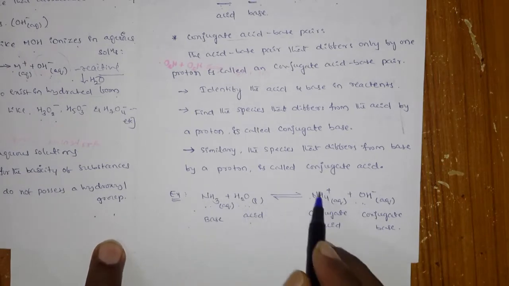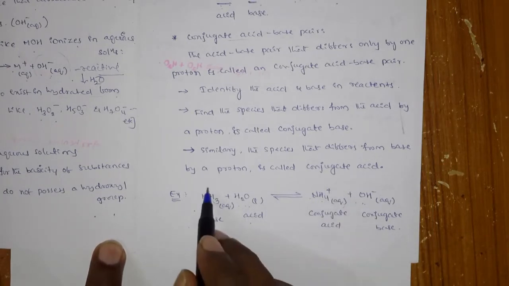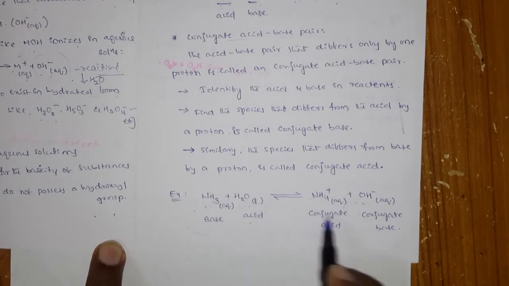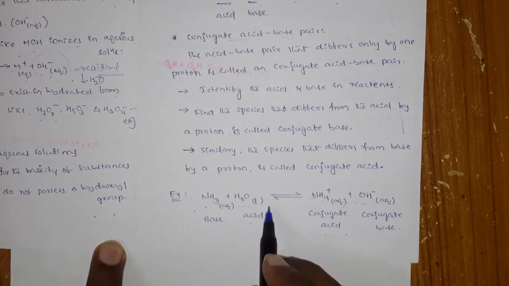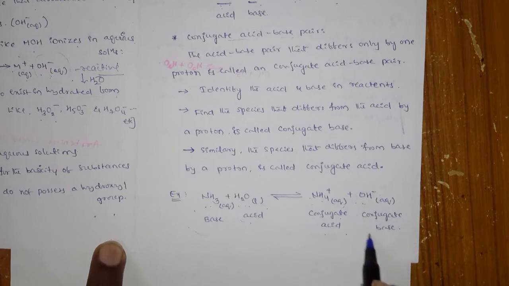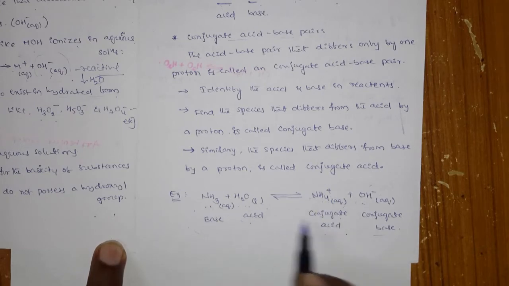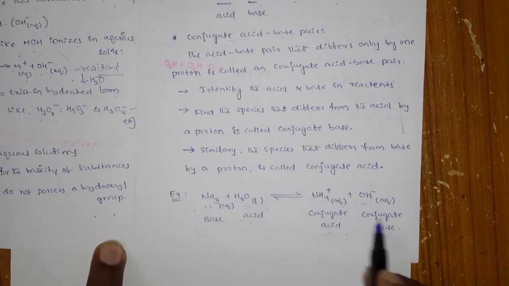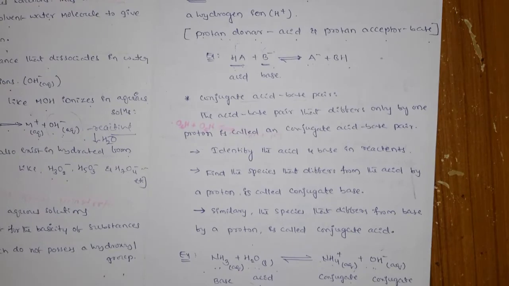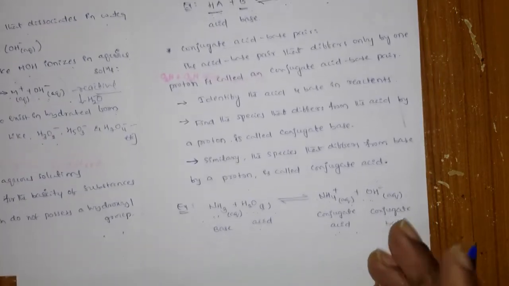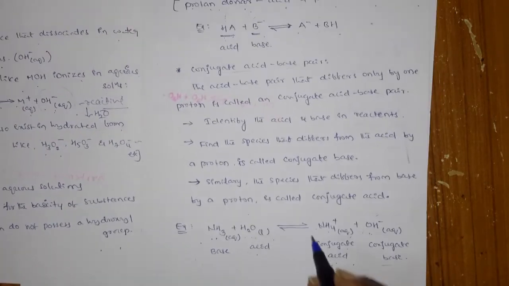So what is the conjugate acid? It is very simple. Whatever comes from the base is nothing but a conjugate acid, and whatever comes from the acid is nothing but a conjugate base. So this one is coming from the base, so here he is calling it a conjugate acid, and this one is coming from the acid, so here he is calling it a conjugate base. Of course it has very good definitions, but to understand it, I am simply telling you this.